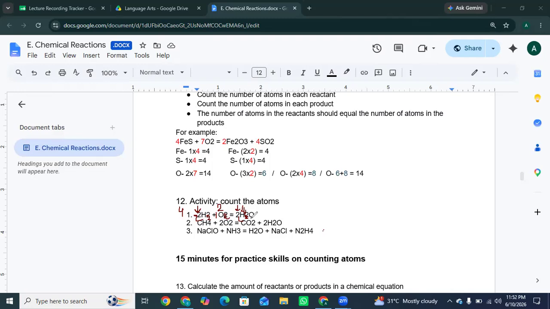So you have to do this activity on your own and the answer is that both sides have 1 carbon, 4 hydrogen and 4 oxygen. Okay? You have to follow the same process and then you will calculate easily. Okay. So the next one is NaClO plus NH3 is equal to H2O plus NaCl N2H4.